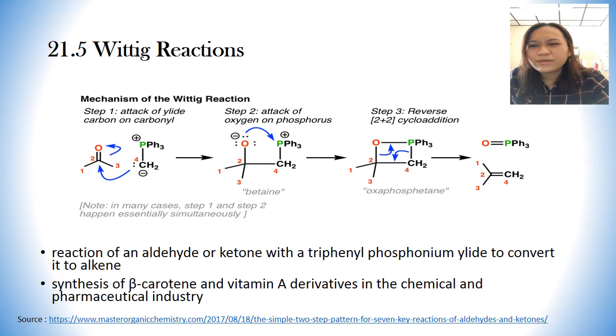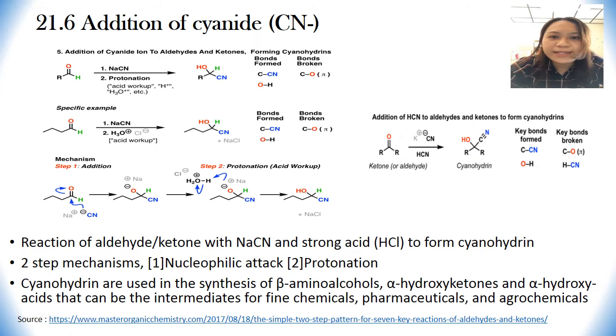In the pharmaceutical and chemical industries, the Wittig reaction is very important in the synthesis of beta-carotene and also vitamin A derivatives. Next is the addition of cyanide, which is a reaction of aldehydes and ketones with sodium cyanide and a strong acid, for example hydrochloric acid, to form cyanohydrins.